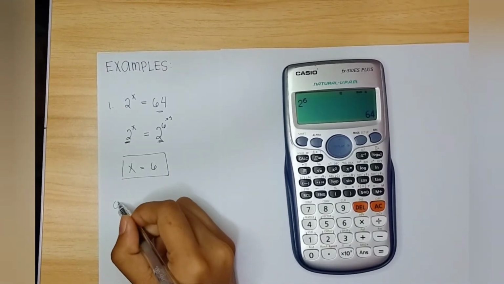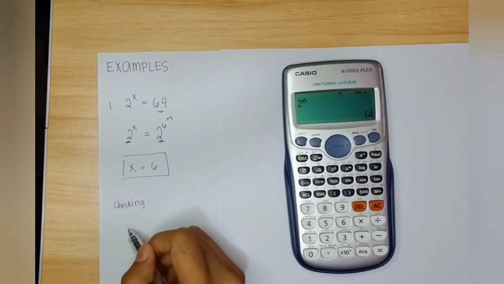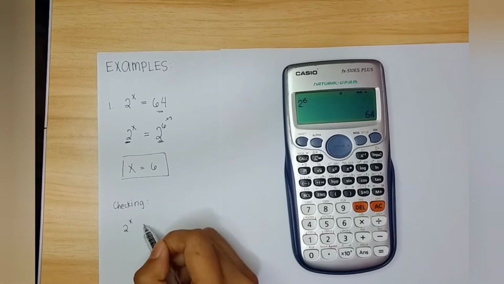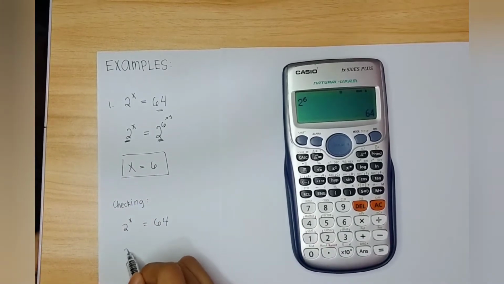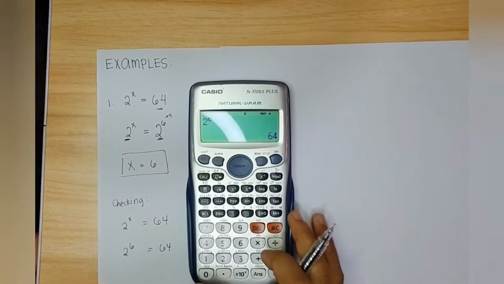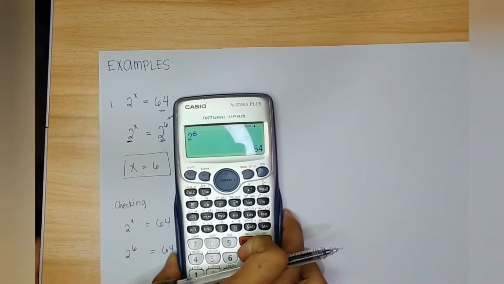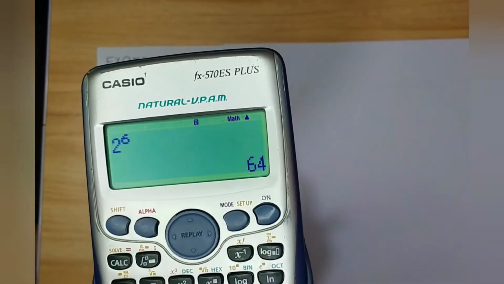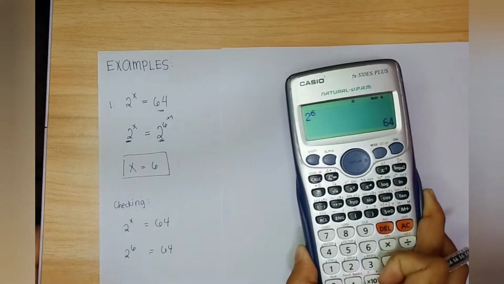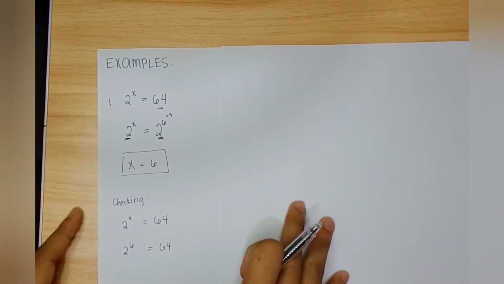So, checking tayo. Try natin substitute. 2 to the power of x is equal to 64. So dapat 6 yung x natin. 2 to the power of 6, that is equal to 64. Let us check. Okay, so try natin yung calculator. 2 to the power of 6, that is equal to 64. Base na din yan sa solving natin sa calculator. Okay na. Proceed tayo sa example number 2.